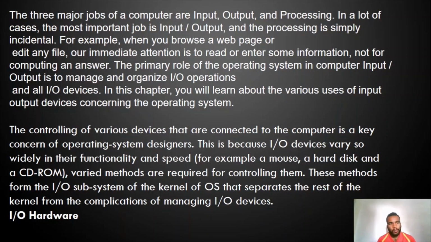And all input-output devices. In this chapter you will learn about the various uses of input-output devices, concerning the operating system. The controlling of various devices that are connected to the computer is a key concern of operating system designers. This is because input-output devices vary so widely in their functionality and speed. For example, a mouse, a hard disk, and a CD-ROM. Varied methods are required for controlling them.